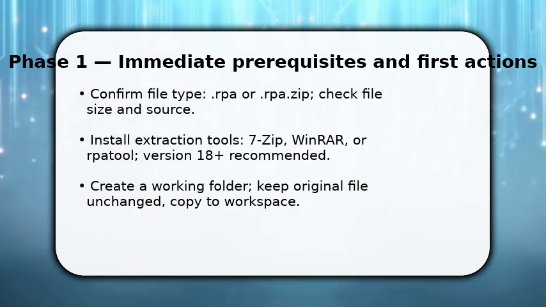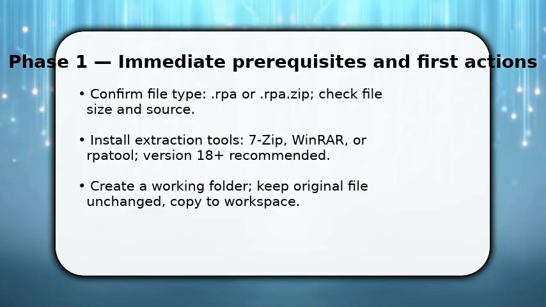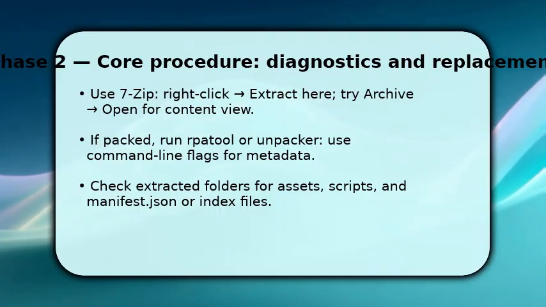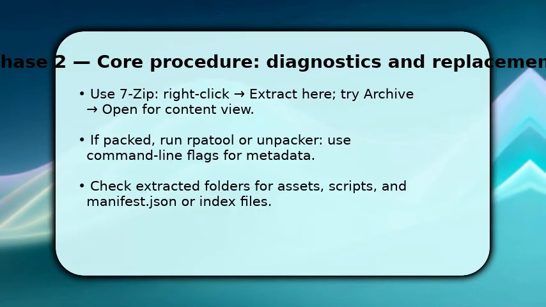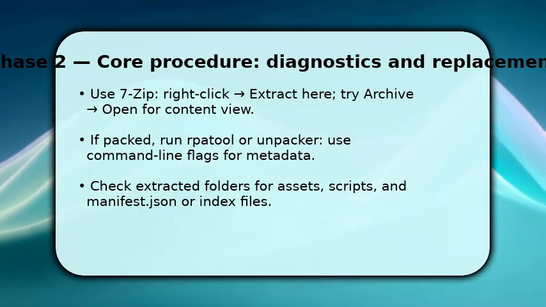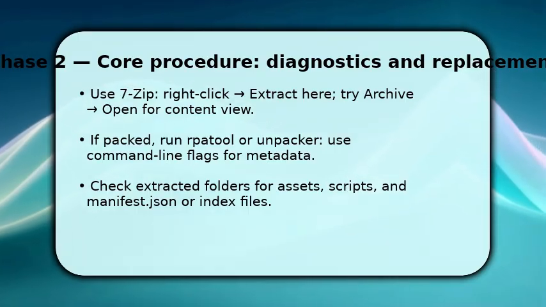If the file behaves like an archive, right-click and use 7-zip's extract here, or open it to inspect contents. You'll get assets, scripts, and usually a manifest. If it's a packed RPA, run RPaddle or the specific unpacker with flags that preserve file names and timestamps. That avoids corrupting binary blobs.